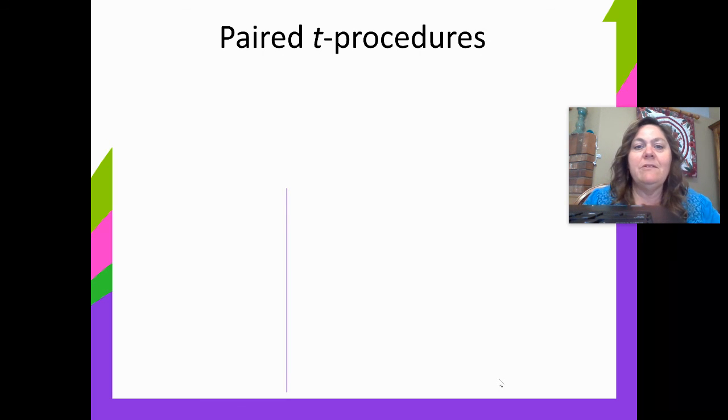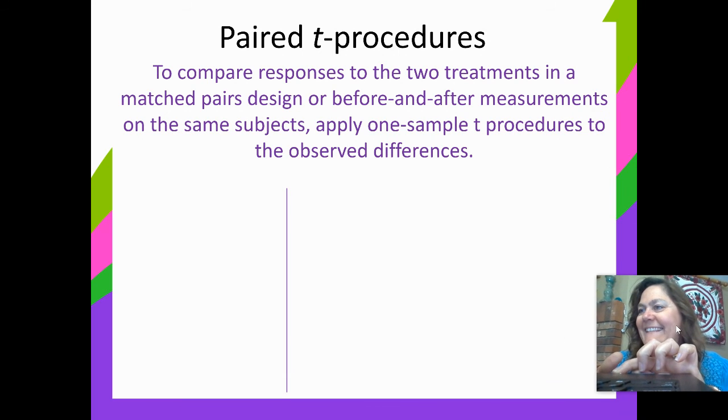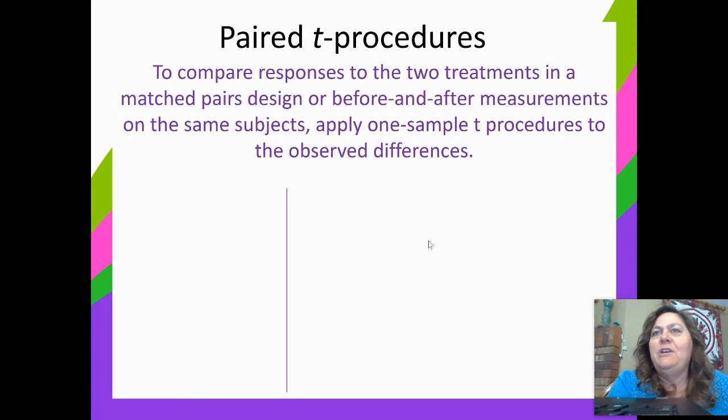I split them out, and there'll be times when we do something called paired T procedures. So I've got the explanation here. To compare responses to 2 treatments in a matched pairs design, or before and after measurements on the same subjects. If you remember back to chapter 5, we talked about how we could do a matched pairs experiment, like left boot, right boot, and compare those treatments, or we had the same subjects and did something before or after and took 2 measurements on the same people.